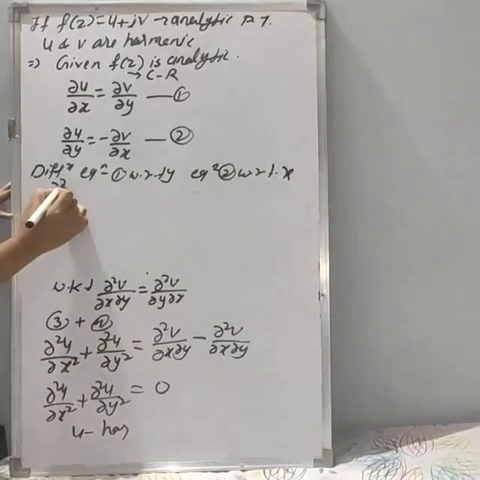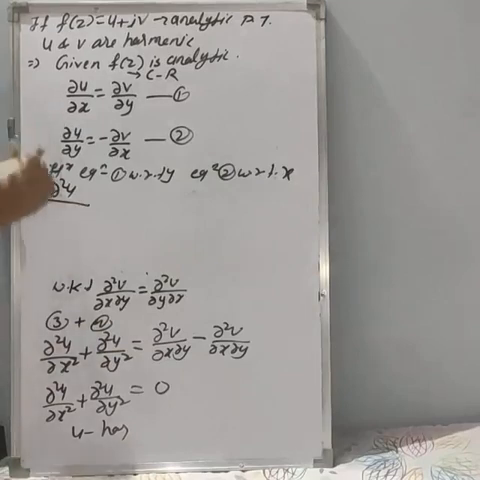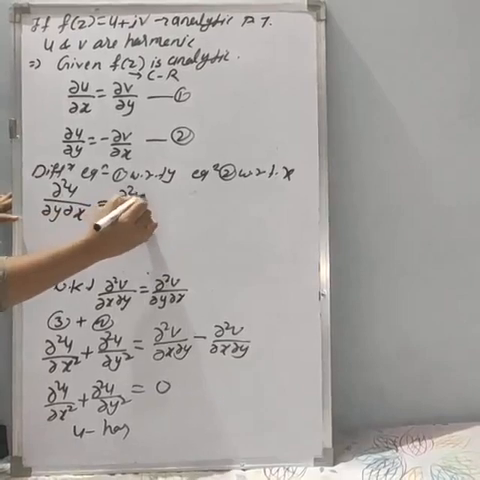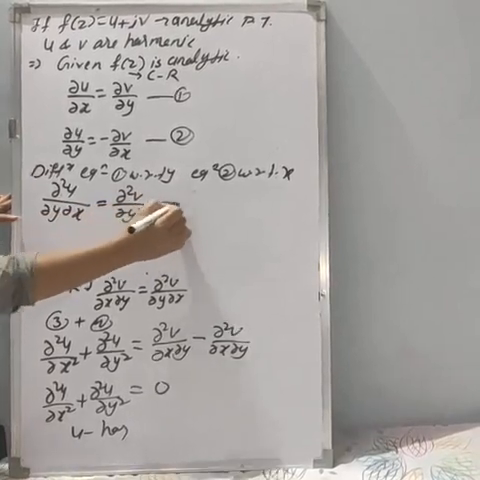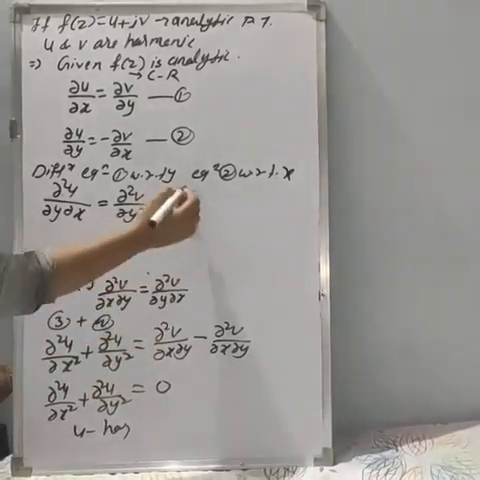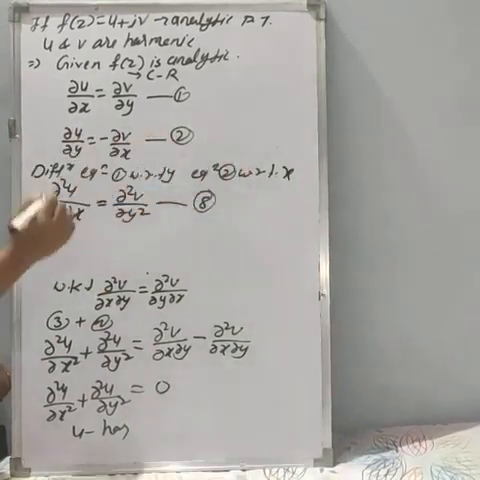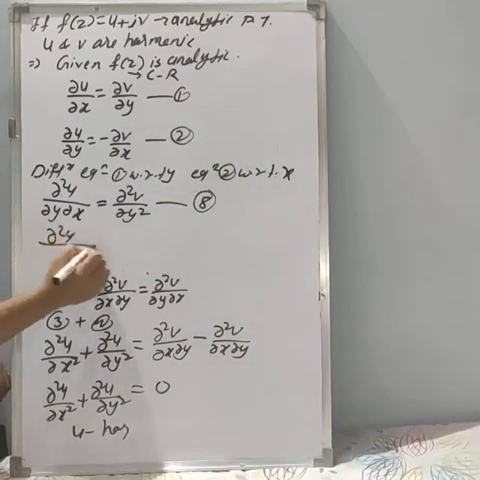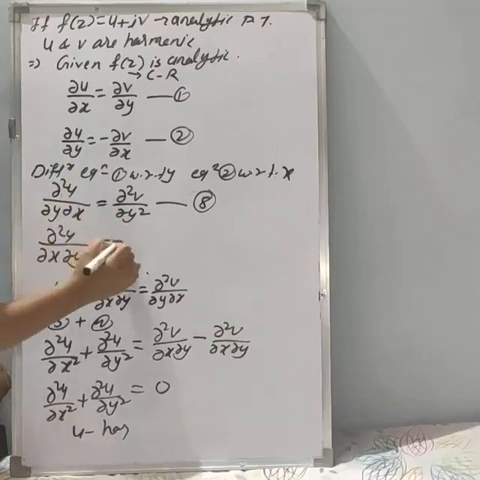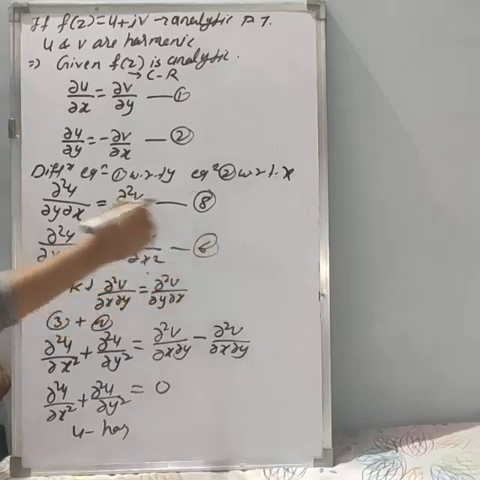Differentiating with respect to y, we get ∂²u/∂y∂x equals ∂²v/∂y², because we are differentiating with respect to y. Call this equation number 5. Next, differentiate equation 2 with respect to x: ∂²u/∂x∂y equals, with a minus sign, ∂²v/∂x². Call this equation number 6.